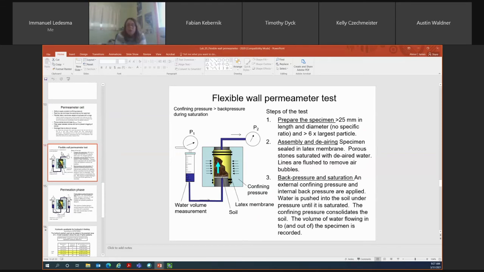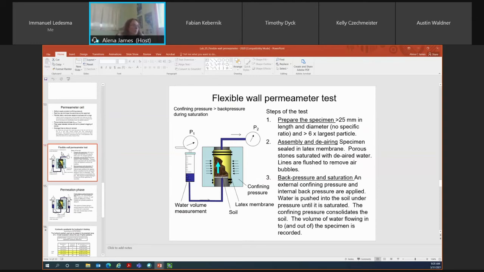Okay, so as I mentioned, it's a two-step process for conducting your flexible wall permeameter test. The first step is where you would prepare your specimen. We always say your specimen needs to be greater than 25 millimeters in length, and same with your diameter. We usually used a 1-to-1 ratio, so we usually had a diameter around 50 mm, and a specimen length around 50 mm.